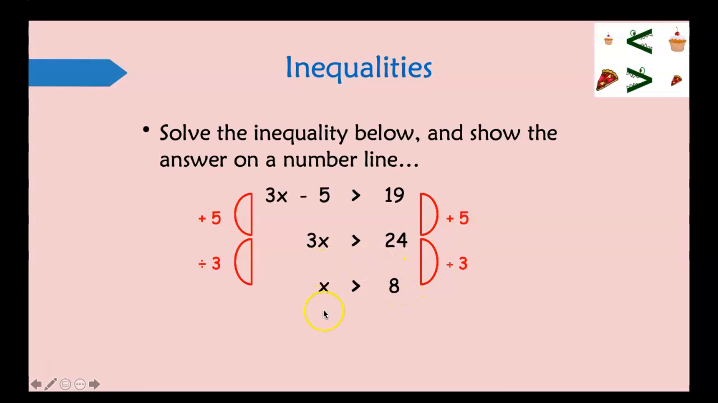You are now done. The only thing that we don't have here is the graph or the number line. I'm going to draw a number line and it shows 8. And then you are going to draw the circle, open circle, and all x is greater than or bigger than 8, so you go to the right.